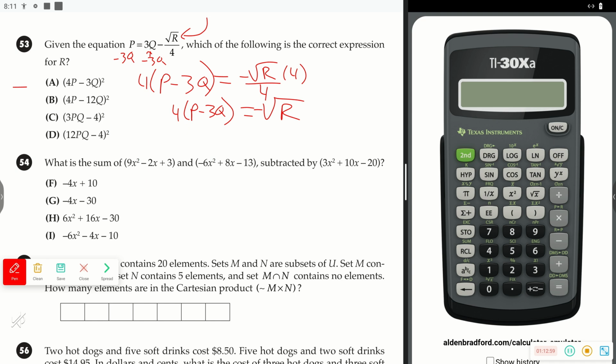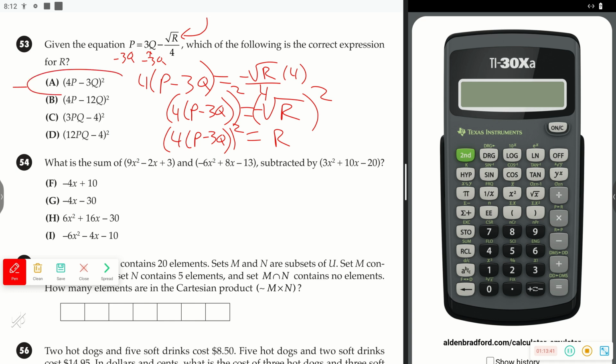Now I tried dividing everything by negative 1. So this would actually be a negative 4, and then it would be the square root of R. But that's not what they did. That's not what the solution says. What they did is they squared both sides. A negative times a negative is a positive, and the square root squared, the only thing we have left on this side is R. And since we squared this term, we also had to square the other side. So then we just got 4 times p minus 3q, and then this whole expression was squared.